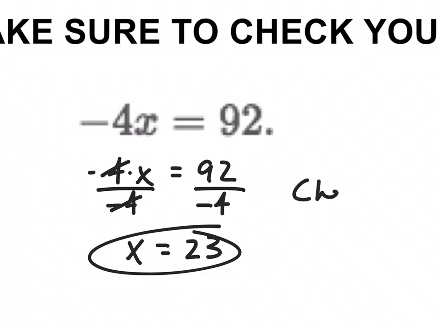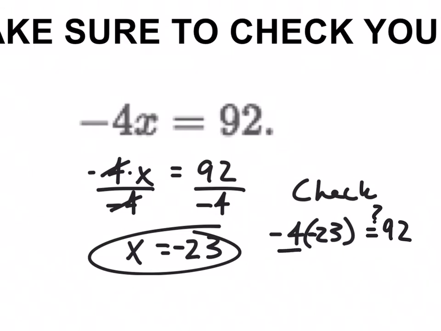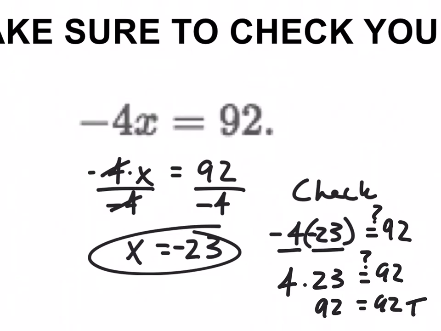Now if we check this, I get negative 4 times 23. Oops, this is negative 23, because a positive divided by a negative is going to give me a negative. So now I have to change this over here. So negative 4 times negative 23. Is that going to equal 92? If I take a negative times a negative, that's a positive. So I'm going to just write it as 4 times 23. Is that equal to 92? That's true. I get 92 is equal to 92. That's true. So that's my solution, and that's it.